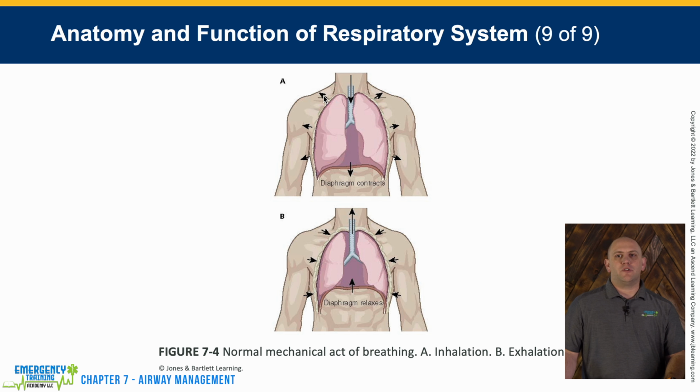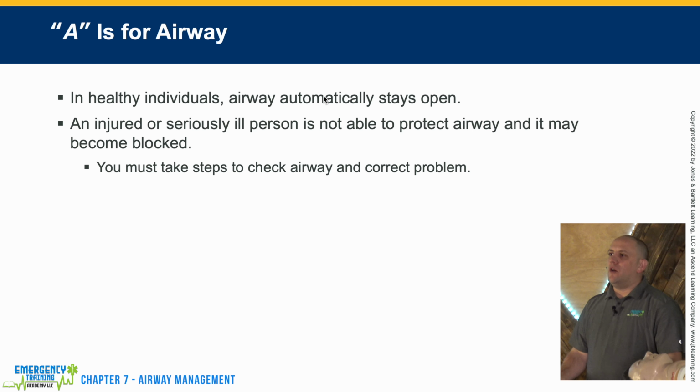Here you can see a diagram just looking at how the chest expands as that diaphragm flattens out. The chest opens up more, and air is able to flow in through negative pressure. And then as the diaphragm relaxes and moves back up, the chest contracts back in and air flows out.